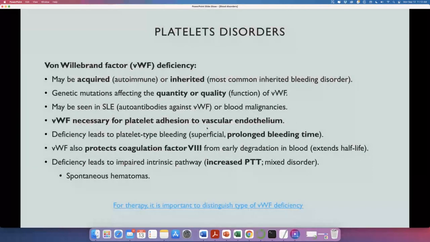This condition is common, and is the most common inherited bleeding disorder, or maybe acquired, maybe an autoimmune condition. Typically the inherited disorder is because of a genetic mutation that may either affect the quantity or the quality of von Willebrand factor. What is von Willebrand factor?